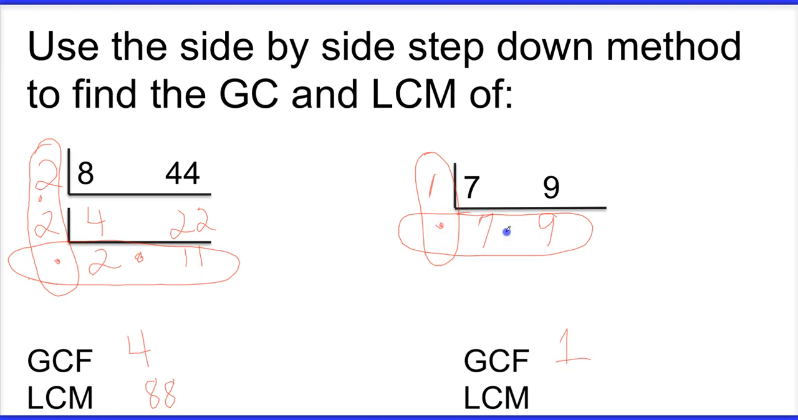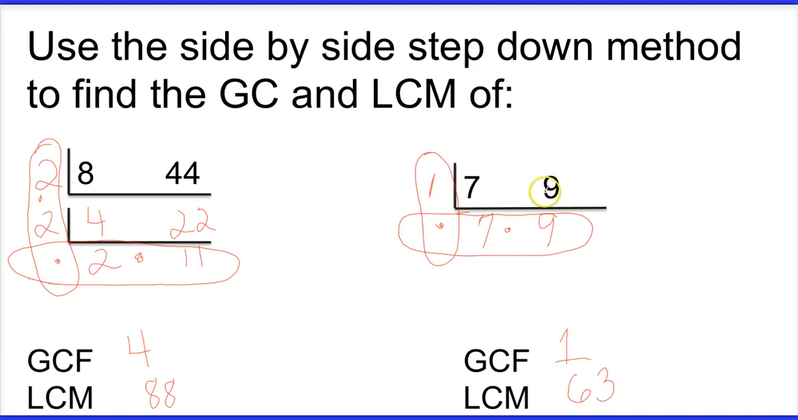And now I'm going to take a look at multiplying my factors vertically and my factors horizontally. 1 times 7 is 7. 7 times 9 is 63. Well, now let's think. Does that make sense? In my 7 table, is there a 63? Yeah. 7 times 9. In my 9 table, is there a 63?